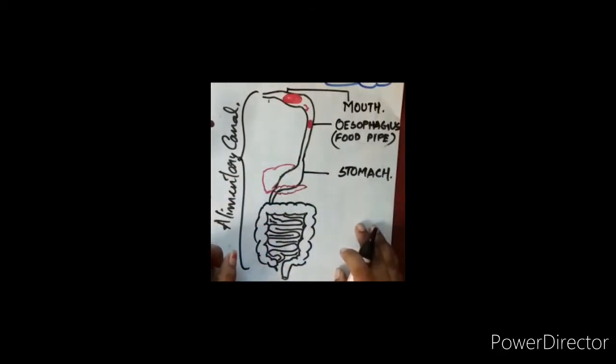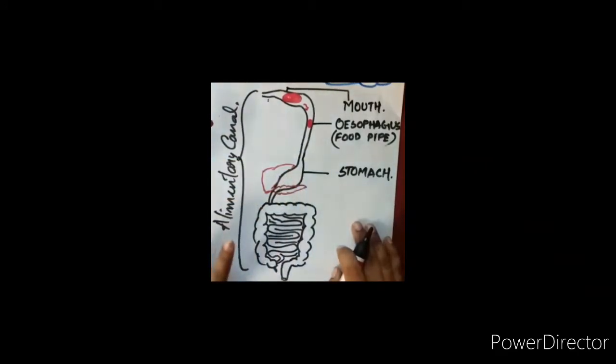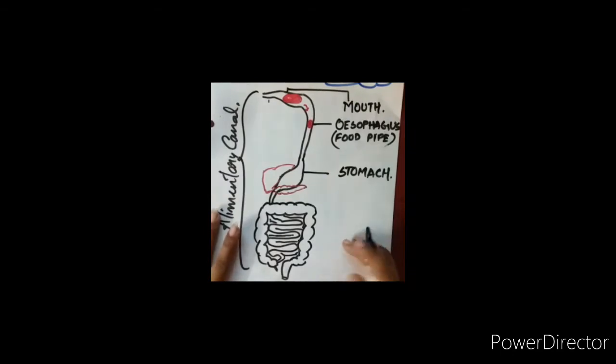Chyme is more or less a semi-solid substance, so the food goes from solid to semi-solid, and here it gets mixed with certain enzymes, which we will be discussing in the process of digestion. Now, the stomach is divided into 4 sections. So what are those 4 sections?